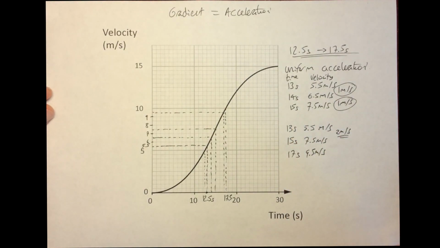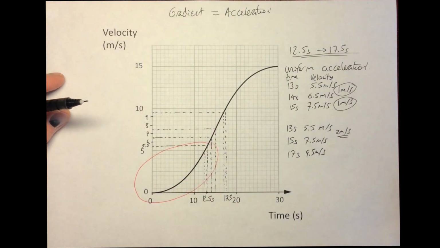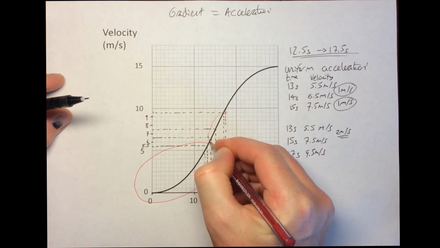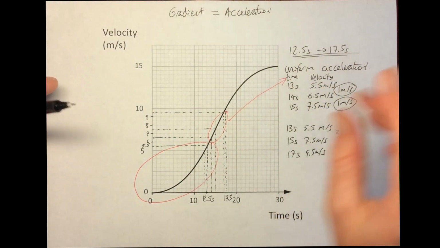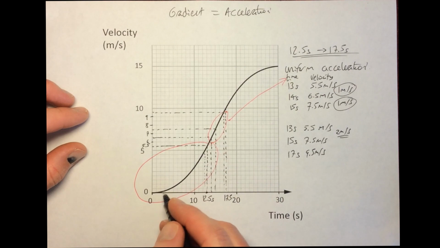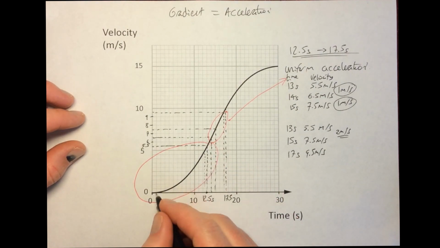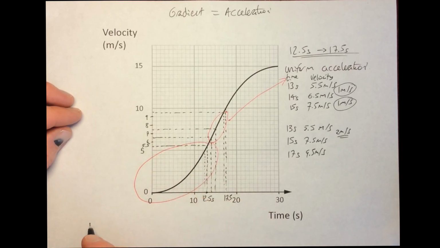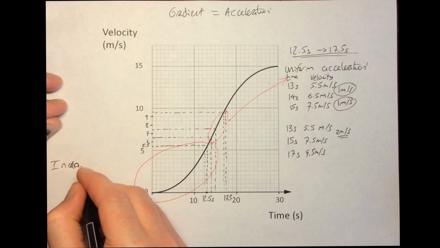Now the next thing to look at is this section here. So here, because the graph is roughly a straight line, that's uniform acceleration. But in this section, the graph is not a straight line. So what's happening? Well, the gradient is increasing. The graph is getting steeper. So if the gradient is increasing, then the rate of acceleration must also be increasing.